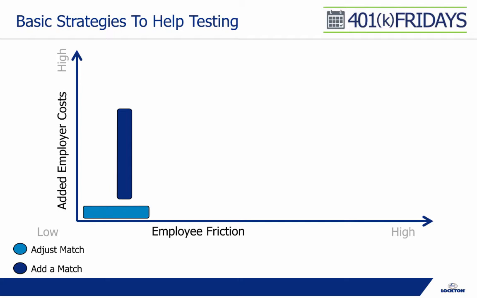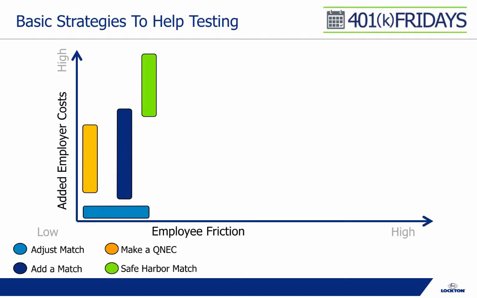As we've talked about a few times, if you're failing testing, you do have the ability to make a QNEC. There's no employee friction here because they're getting free money in their accounts and they don't have to do anything for it. However, that is going to add cost to the company.